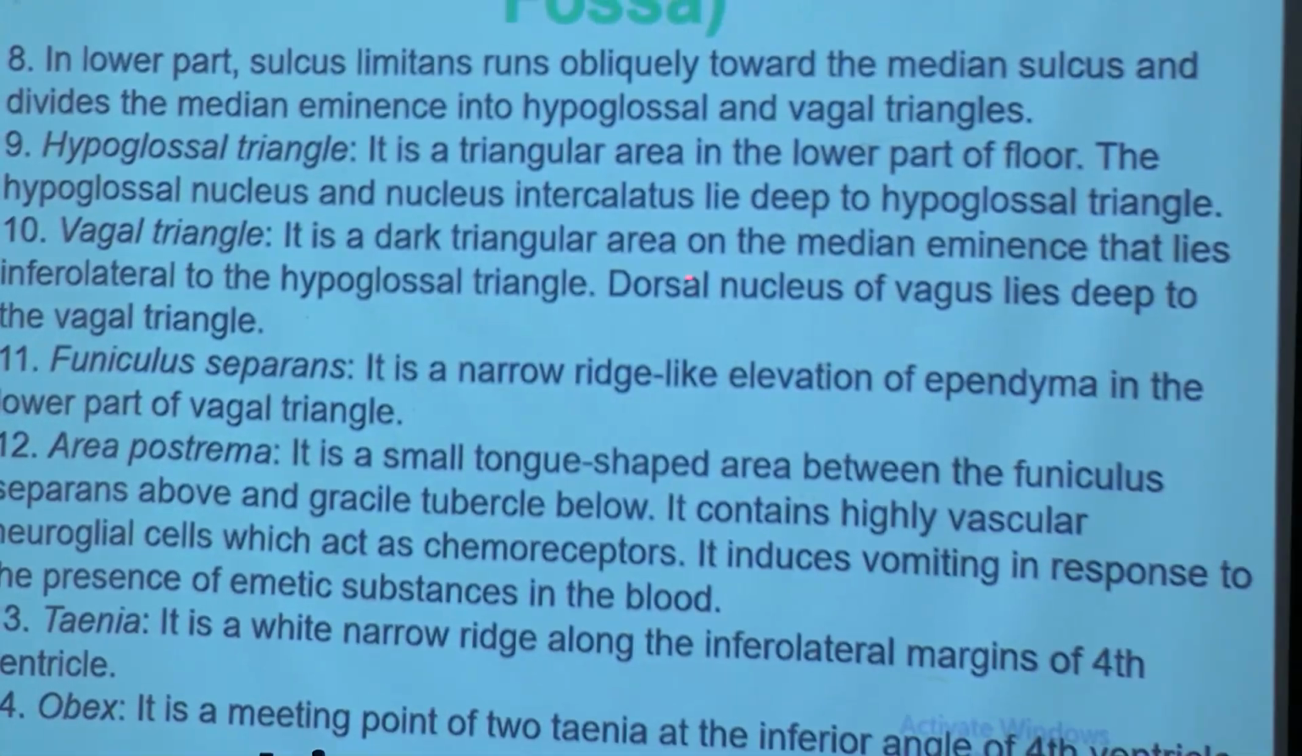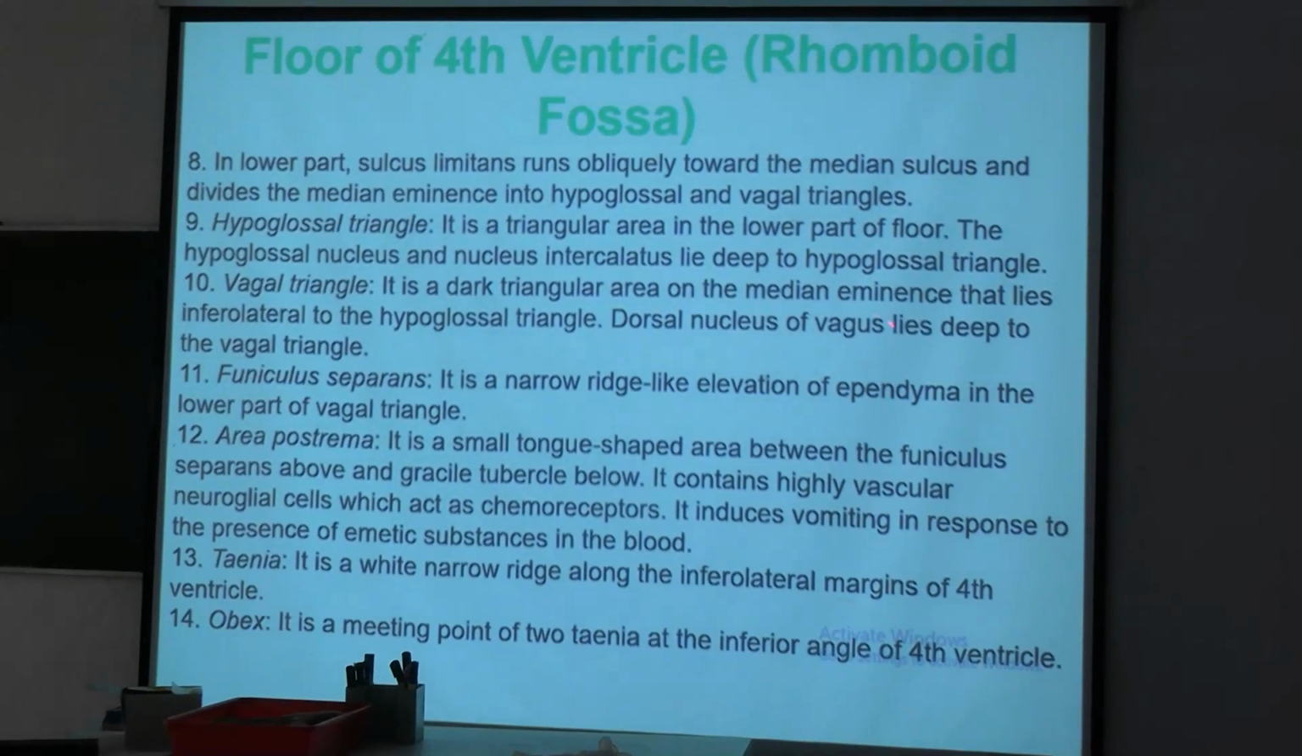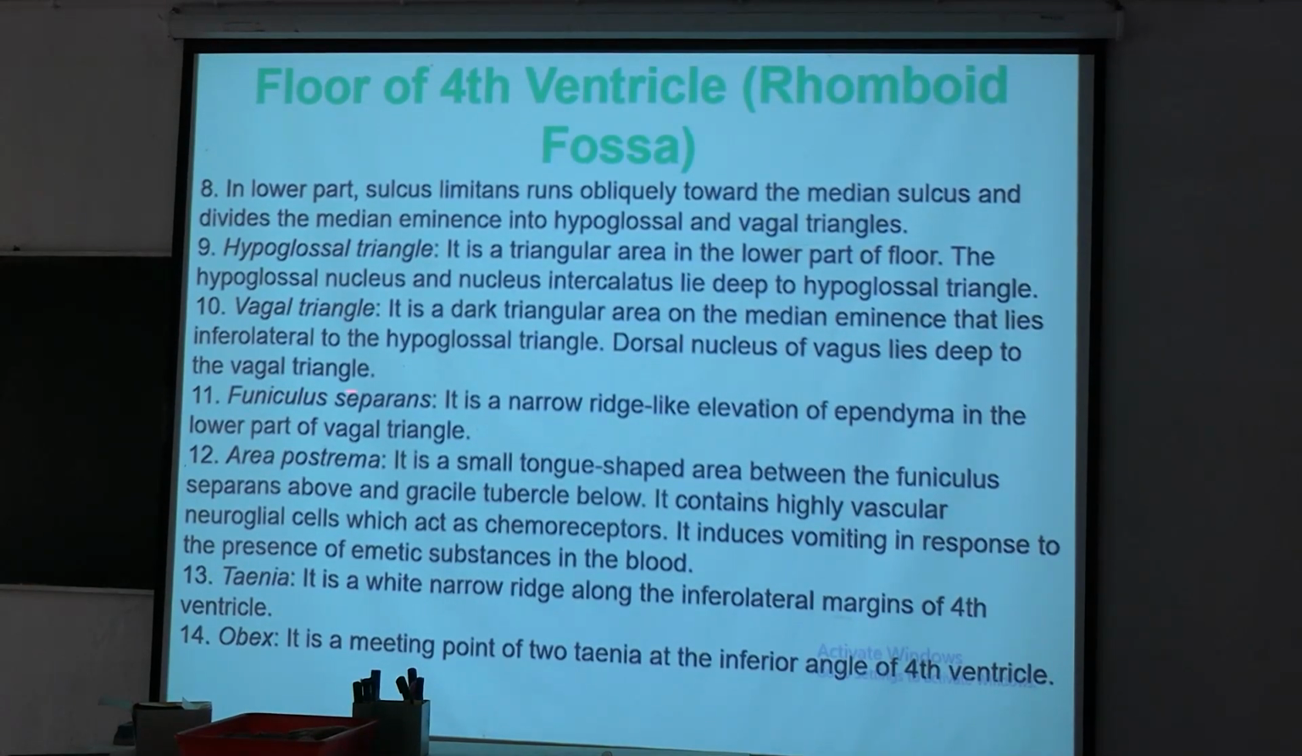Okay, next, in the lower part, sulcus limitans runs obliquely towards the median sulcus, divides the median eminence into two triangles, hypoglossal and vagal triangle. Seen in the picture, hypoglossal triangle is a triangular area in the lower part of floor. Hypoglossal nucleus and nucleus intercalatus lie deep to the hypoglossal triangle. Vagal triangle is a dark triangular area on the median eminence that lies inferolateral to the hypoglossal triangle. And dorsal nucleus of vagus lies deep to this vagal triangle.